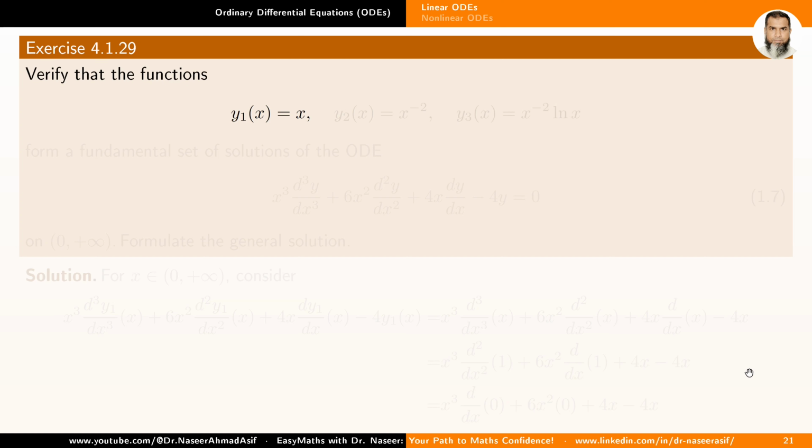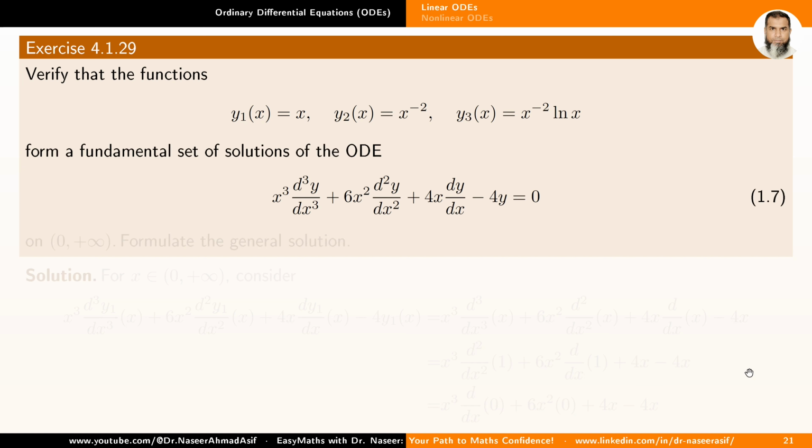Verify that the functions y1 of x is equal to x, y2 of x is equal to x to the power minus 2, y3 of x is equal to x to the power minus 2 into log x form a fundamental set of solutions of the ODE x cubed d3y/dx cubed plus 6x squared d2y/dx squared plus 4x dy/dx minus 4y is equal to 0 on the open interval 0 to plus infinity. Formulate the general solution. We'll see the solution.